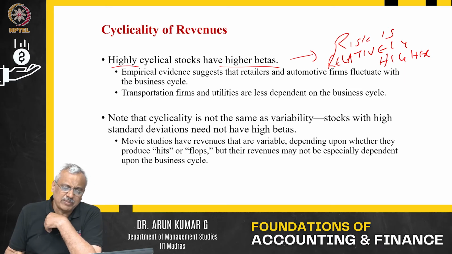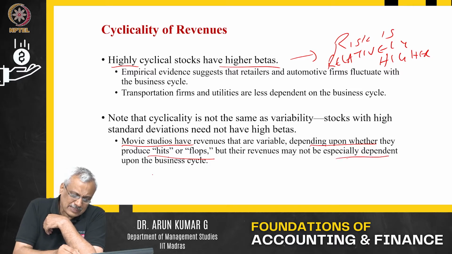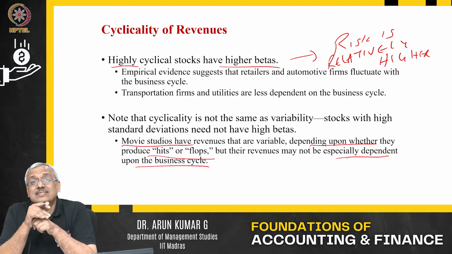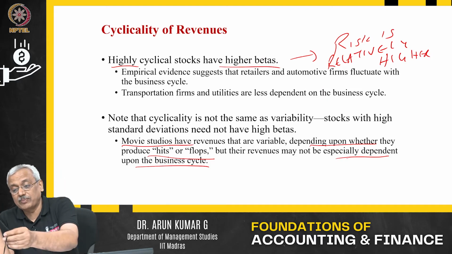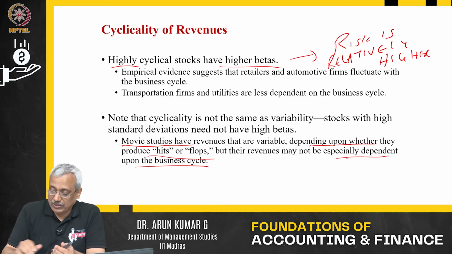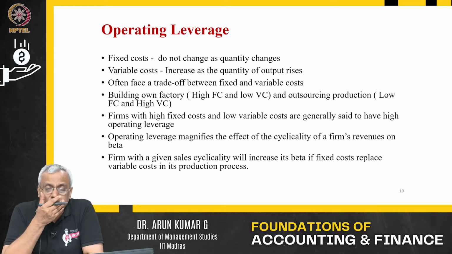I have given some examples out. Movie studios have revenues that are variable depending on whether there is a hit or a flop, but revenues may not be especially dependent on any business cycle. So betas need not be high. Risk is high, but it need not be on a business cycle. It is just on the performance of that particular movie or movie house.